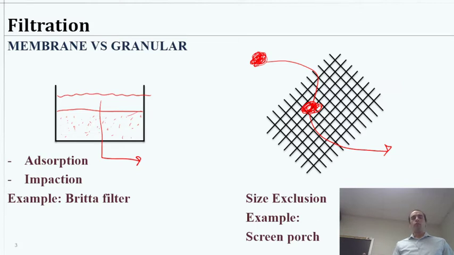So there's several methods that we can talk about, and size exclusion is only a small part of the picture for our granular filtration systems. A good example here, I talked about the screen porch for the size exclusion, but on the granular media, if you've ever used like a Brita filter, if you have a refrigerator that you need to replace the cartridge every now and then for the filter, really what that's doing is that's a carbon filter.